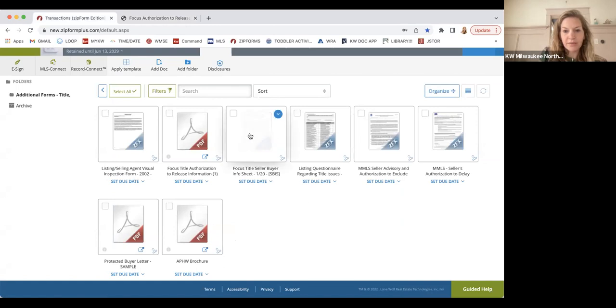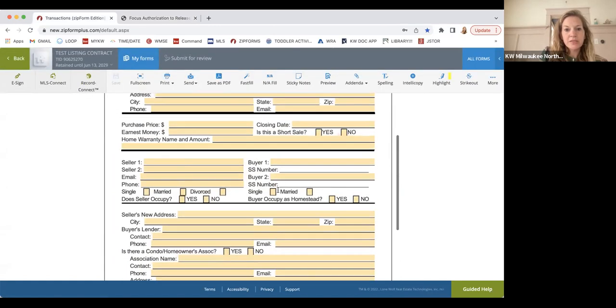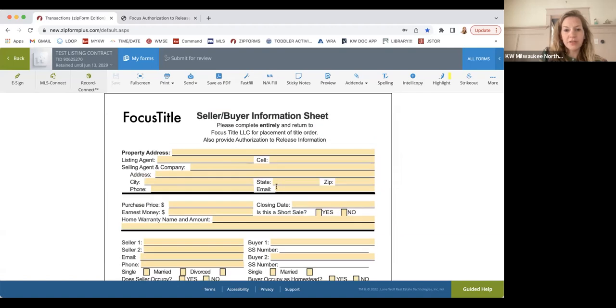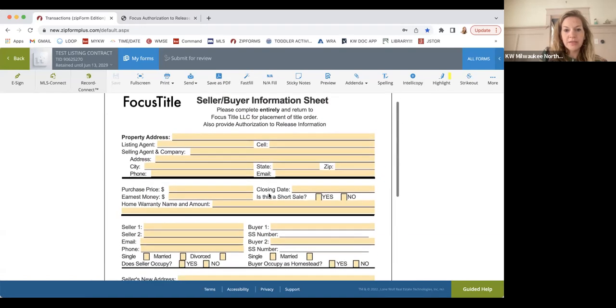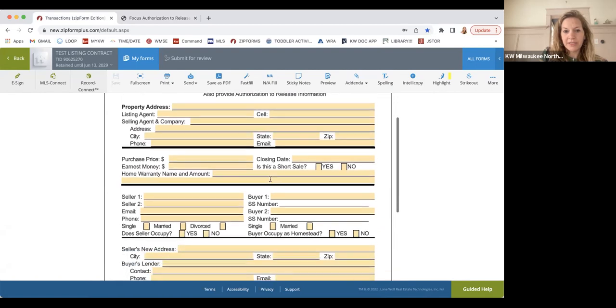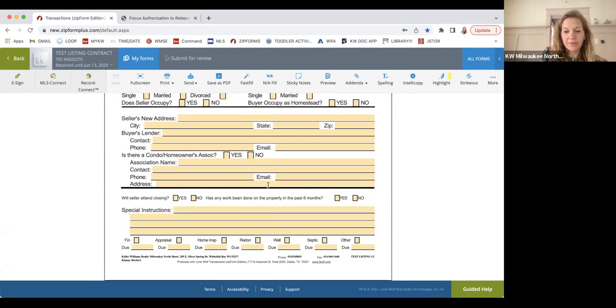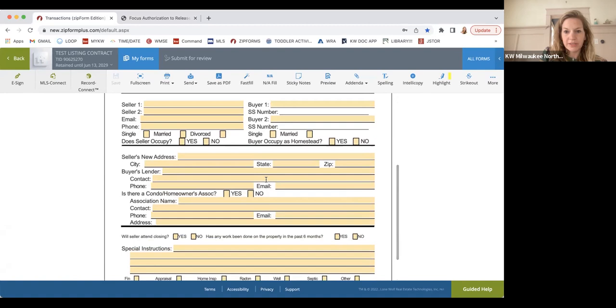Focus Title seller and buyer information sheet. So again, just when there's an accepted offer on the listing, our title company needs this information to help them do their process of ordering the title.